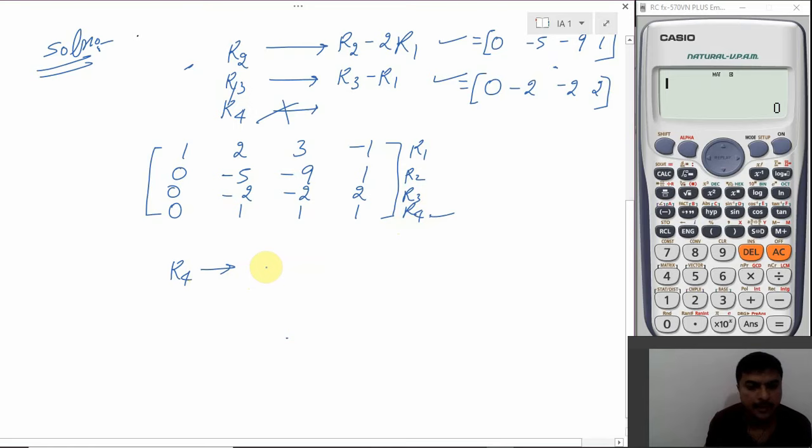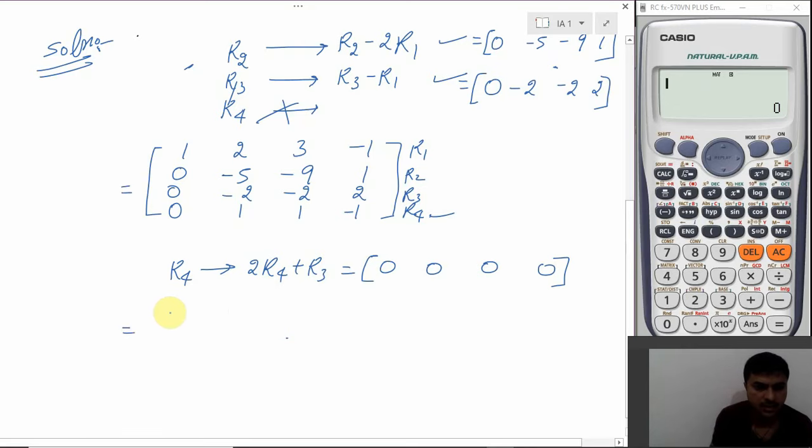Just watch here. Now I will take 2 times R4, I just multiply 2 times R4 plus R3. Students, you can easily simplify this. So this is 2 minus 2, 0. 2 minus 2 is 0, 2 minus 2 is 0. And the next value is 0, and the next value is 0. So please remember all the values are 0. You can put it in the calculator and see what the answer is.